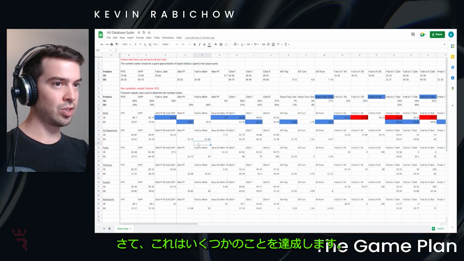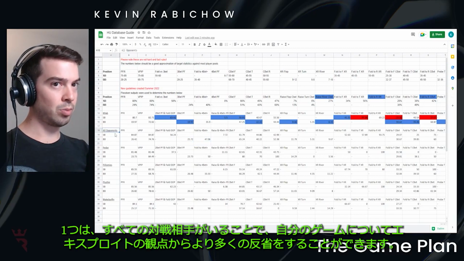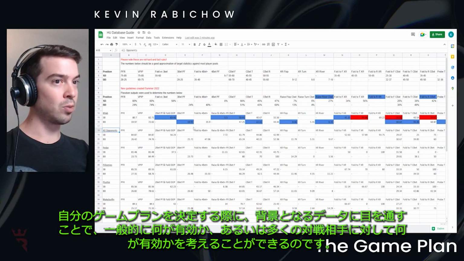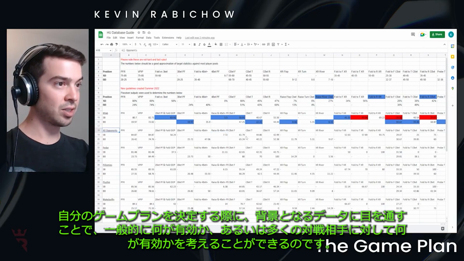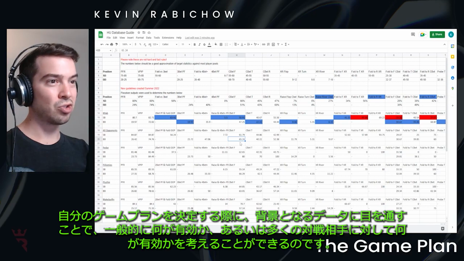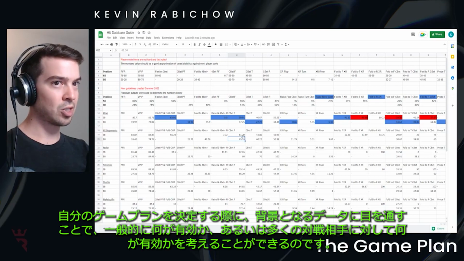So this accomplishes a few things. One, with all opponents, I can do more reflection on my own game, but from an exploitative point of view. When I'm determining what my game plan wants to look like, I can scan through my background data for ideas on what's going to work just in general or what's going to work against most opponents.